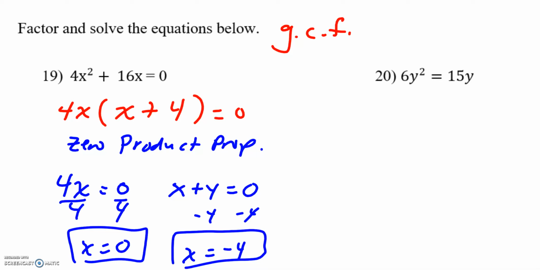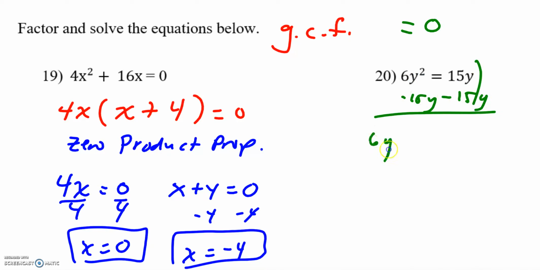Number 20 looks different than 19, but I want to tell you that it's really not. In order to factor, we again need everything equal to 0. So to do that, what I'm going to do first is subtract the 15y over, and if I do that, I'd get 6y squared minus 15y equals 0. And remember, these are not like terms, so I can't add them. But what I can do is think about the GCF again.